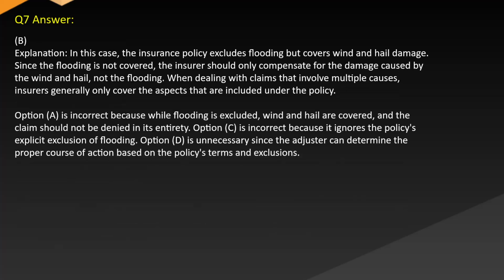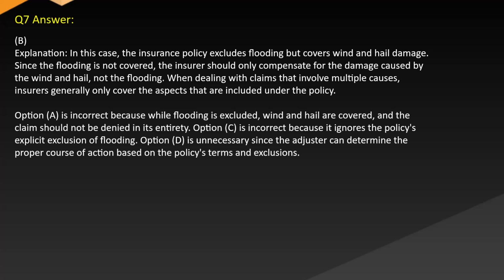Answer B. Explanation. In this case, the insurance policy excludes flooding but covers wind and hail damage. Since the flooding is not covered, the insurer should only compensate for the damage caused by the wind and hail, not the flooding. When dealing with claims that involve multiple causes, insurers generally only cover the aspects that are included under the policy. Option A is incorrect because while flooding is excluded, wind and hail are covered and the claim should not be denied in its entirety.